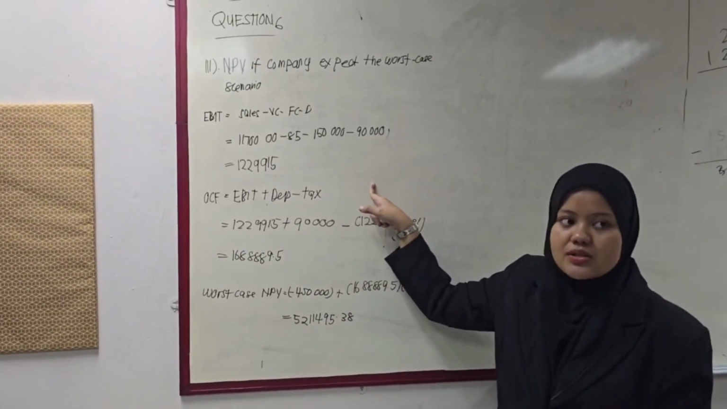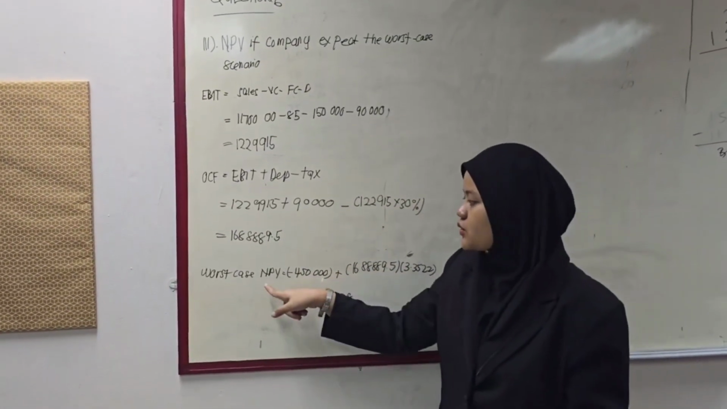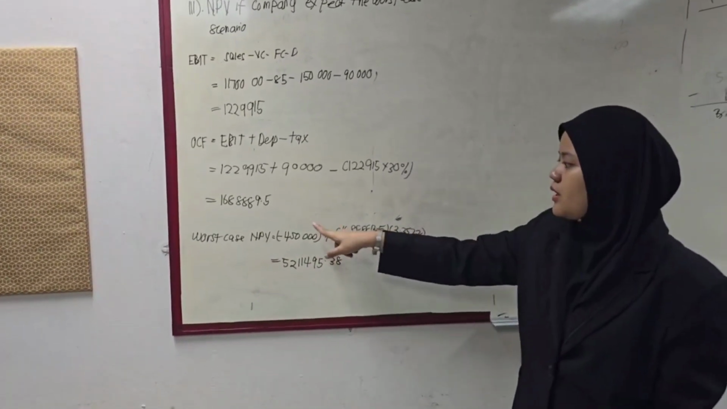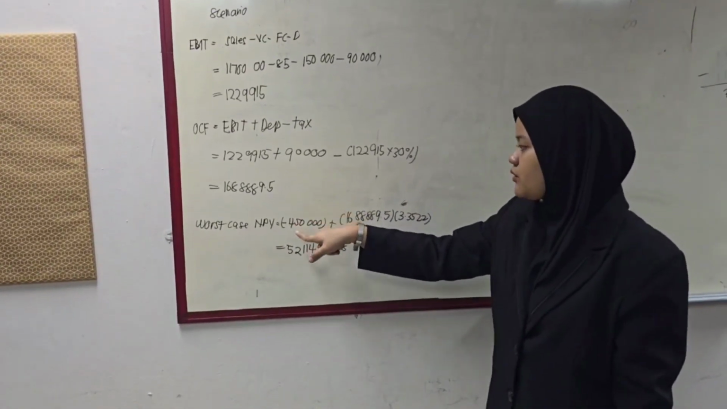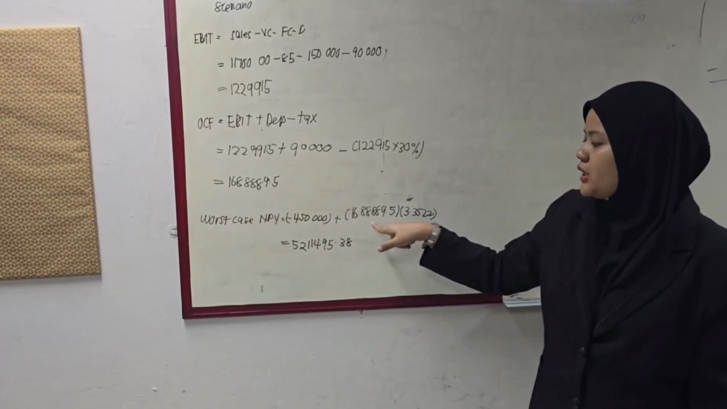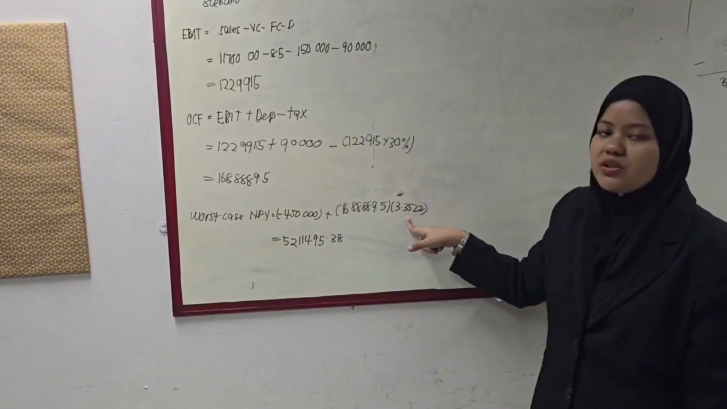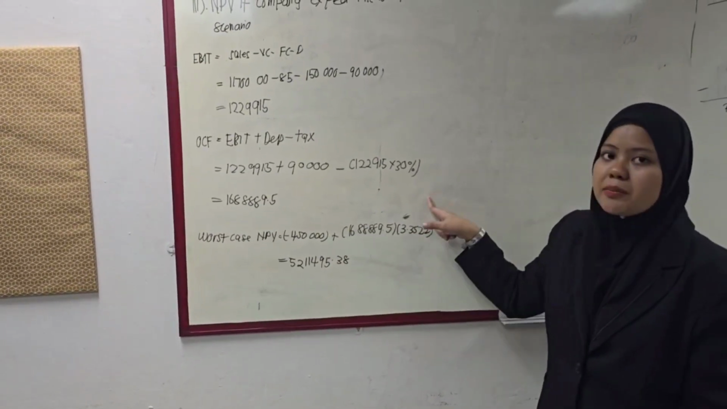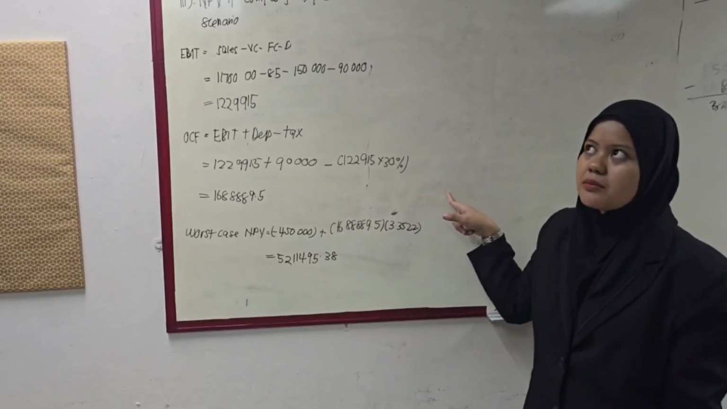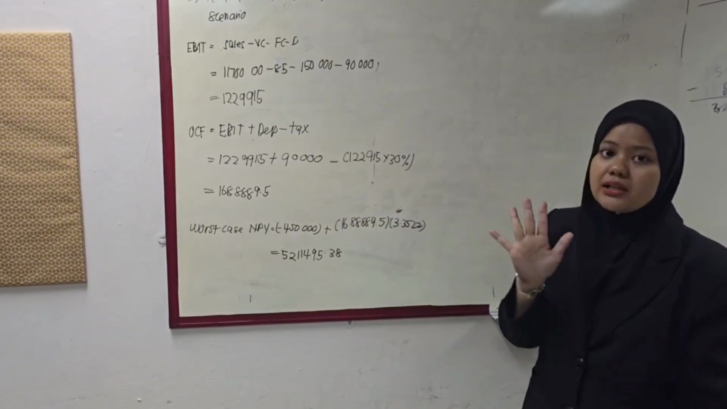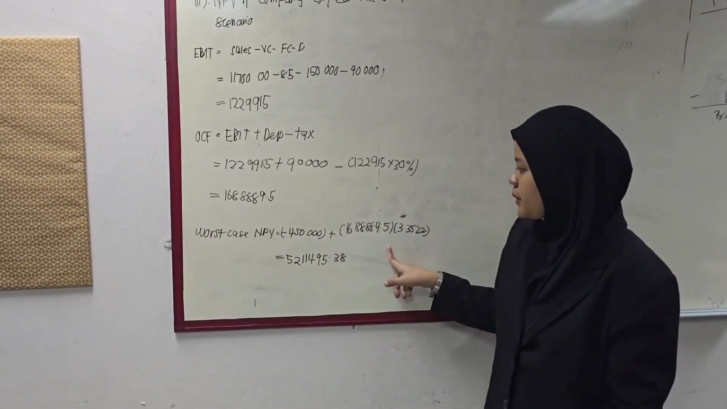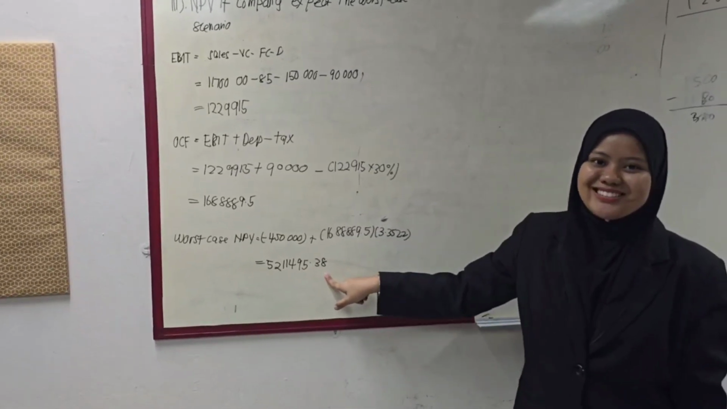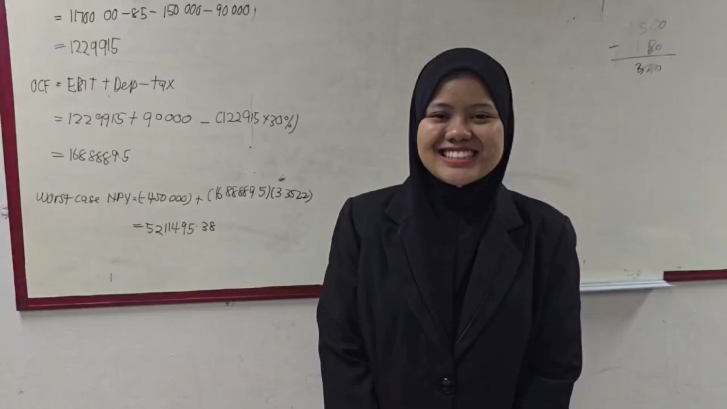Sudah dapat EBIT dan OCF, kita boleh terus kira untuk net present value. Jadi kita gunakan rumus negatif IO, tambah dengan nilai OCF darab dengan PVIFA. PVIFA ni 15% periodnya, which is 5 tahun. Jadi kita dapat 5211495.38.